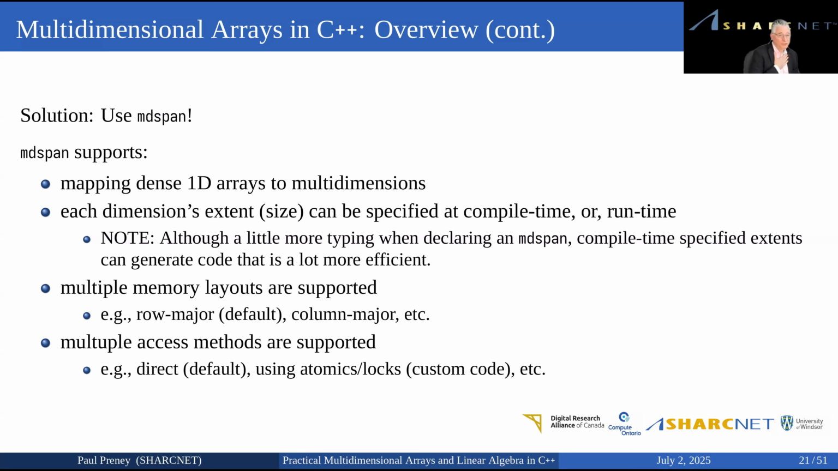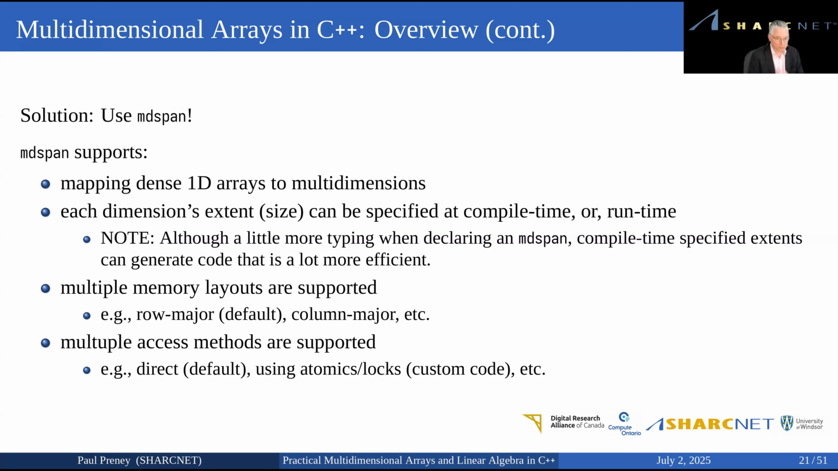So now why use MD span? Okay, you can map your contiguous 1D arrays to multiple dimensions. Number one. Yay! And you don't have to do all this I times the length of the row or this or that, realizing how it's stored or whatever and all that. Okay? Each dimension size can be specified with MD span.